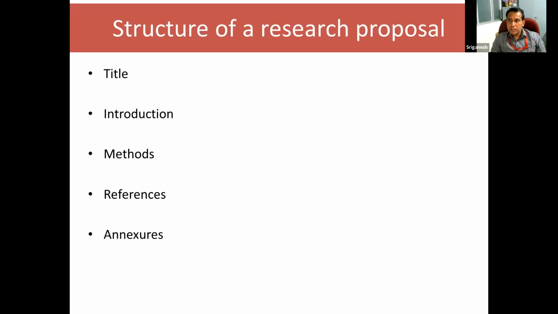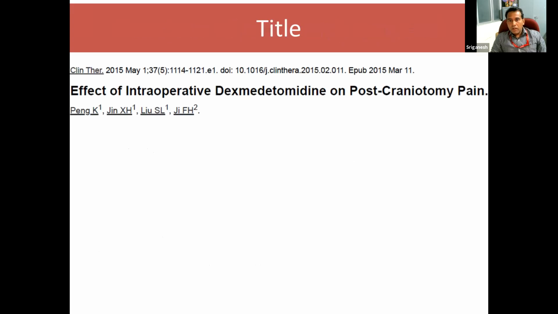The main structure, the body of the research proposal, will be like this: title, introduction, methods, references, and annexures. So we'll go one by one. This is the title: the effect of intraoperative dexmedetomidine on post-craniotomy pain. Now, a cursory look at this title will not give an idea whether this is a case report, a retrospective study, a prospective study, an RCT or a systematic review.